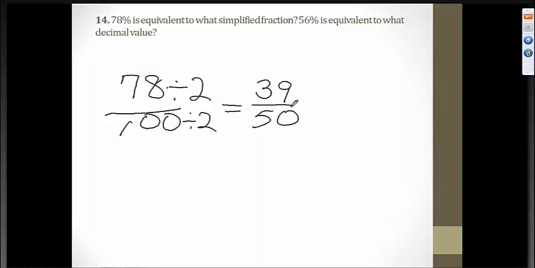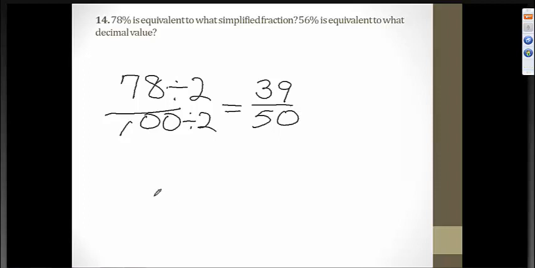And I like to check my work, and what I do is I check the prime factors of the numbers I'm dealing with. 39 is 3 times 13. 50 is 2 times 5 times 5. 3 times 13 and 2 times 5 times 5 means there are no common factors. So the fraction 39/50 is in simplest form.